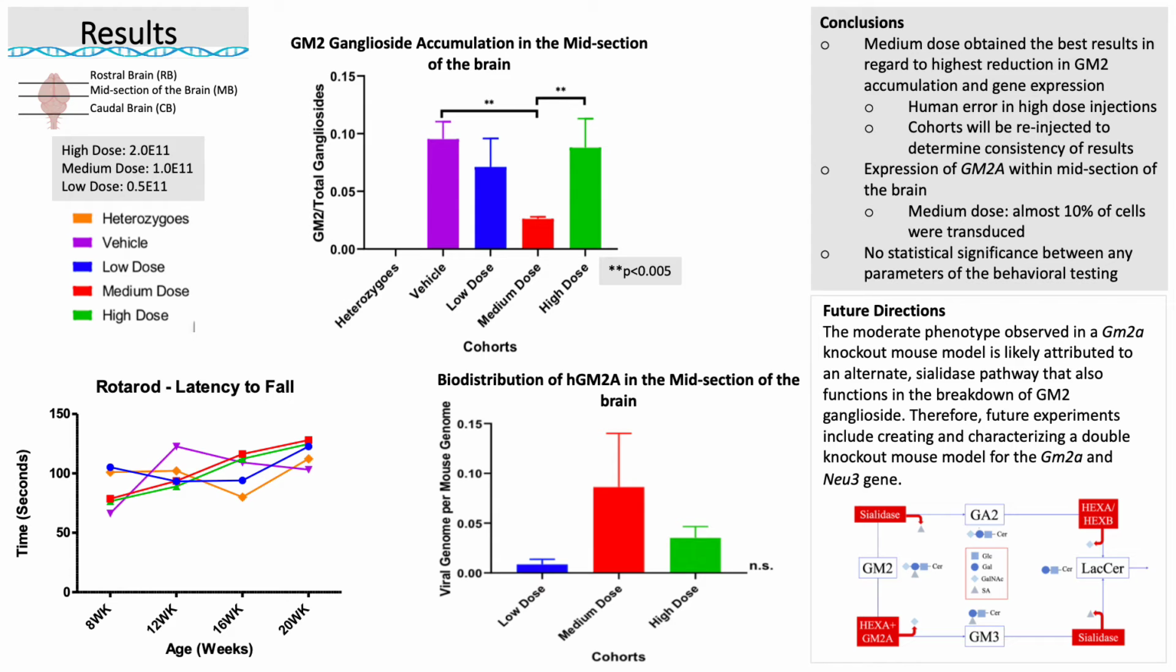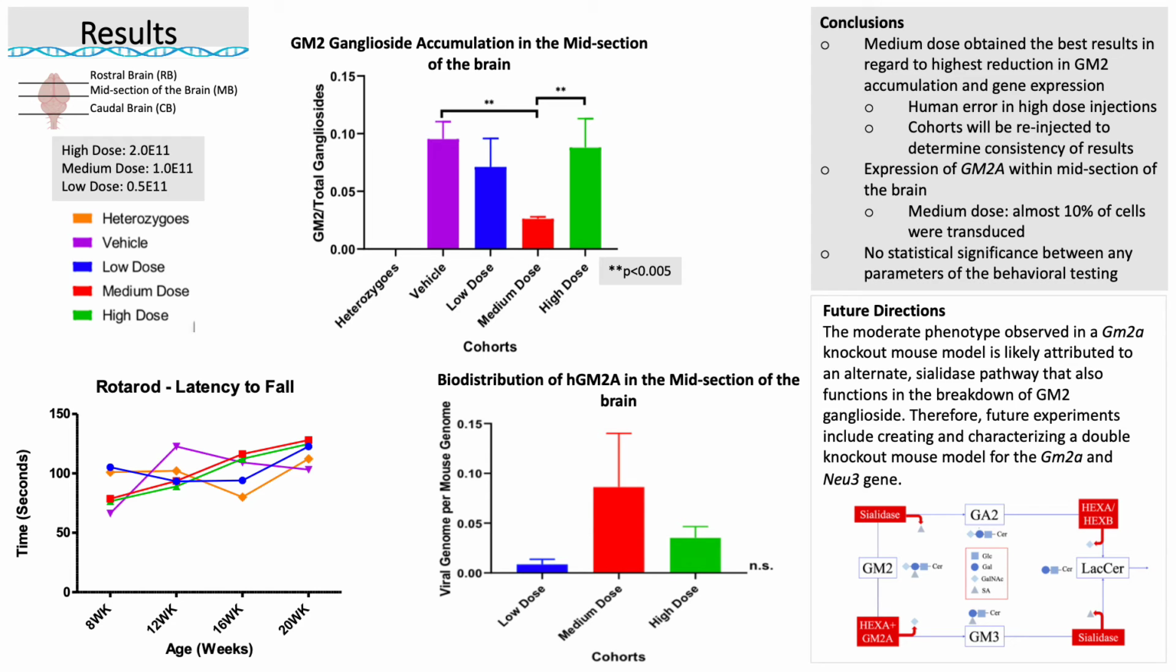And this correlates with the biodistribution in the midsection of the brain as well, the graph right underneath it, where we see the highest expression of GM2A within the midsection of the brain for the medium dose. We then can look at one of the behavioral parameters that we used to assess the phenotype of these mice, and we see that there is no difference between the cohorts. However, this was expected because, as previously mentioned, GM2A knockout mouse models are phenotypically indistinguishable from their wild-type littermates.